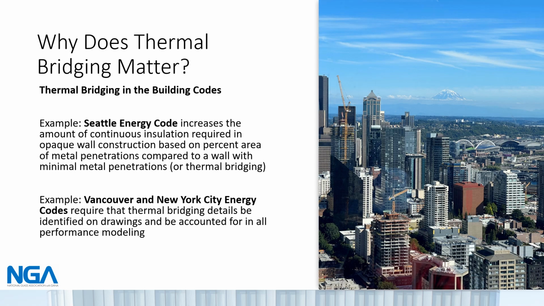Model energy codes typically address the performance of individual components in the building envelope. This includes the U factor and solar heat gain coefficient of fenestration products, as well as the R value of opaque wall construction and roofing assemblies. Model energy codes typically have not addressed the intersections of these components or penetration of the insulation. However, as they increase in overall stringency, some codes are beginning to address thermal bridging.